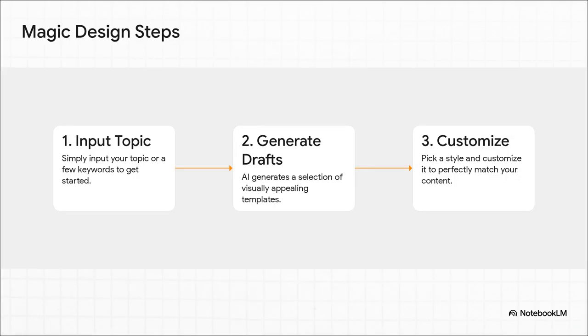So how does it work? It's so simple, it's almost funny. First, you just type in your topic. Let's stick with our genealogy project, Family History of the Smiths. Second, the AI generates a bunch of different design styles for you. And third, you just pick the one you like and start tweaking it. And just like that, you've jumped from a blank page to a nearly finished presentation.